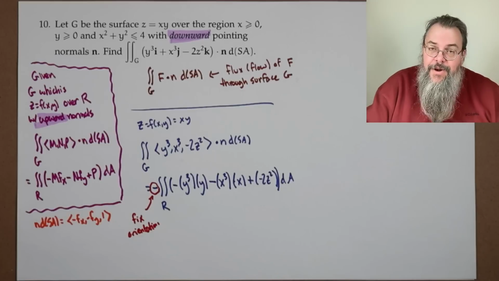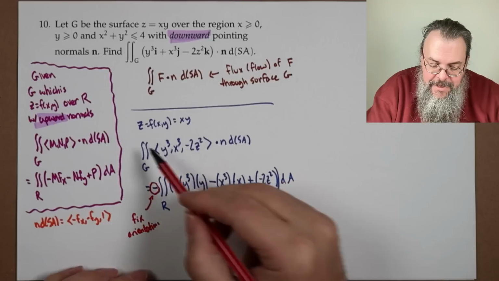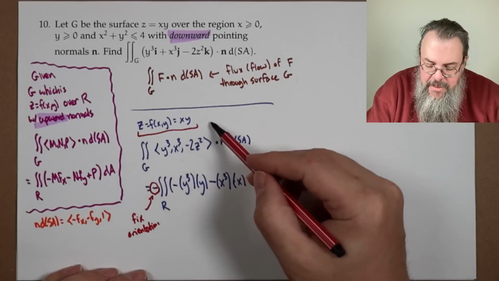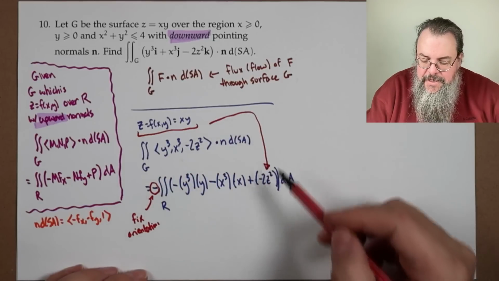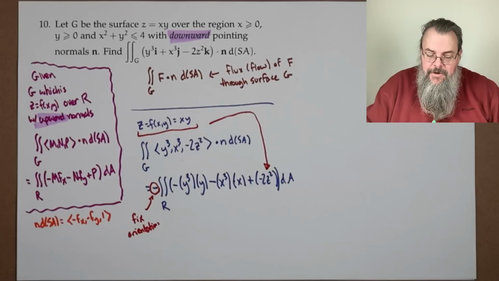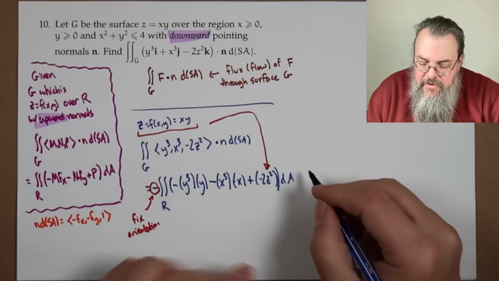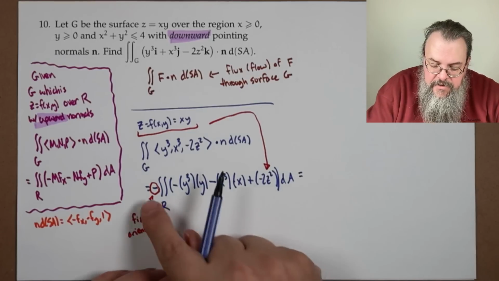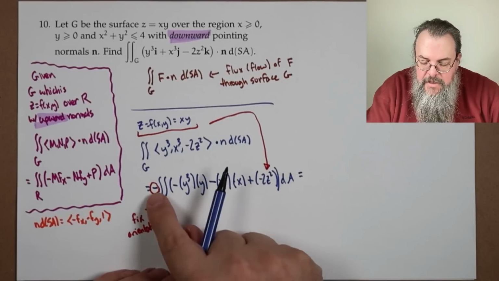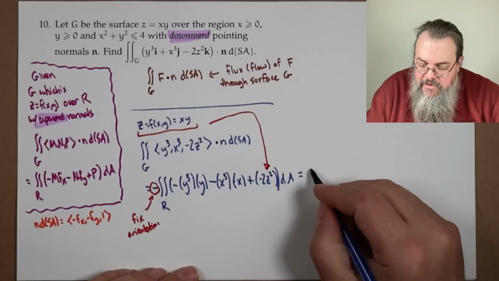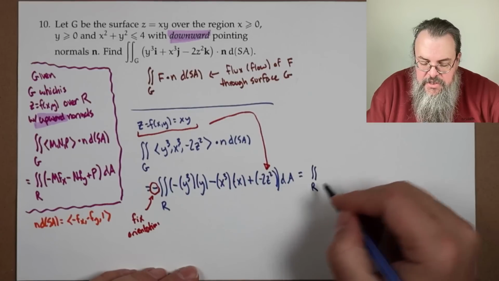We use a relationship. We say, hey, look, z equals xy. We can throw that into there. Okay, so let's see what we have. What is this becoming? So this is equal to, everything has a minus, so that's cool. That means the minuses all cancel out. So this is the integral over our region.